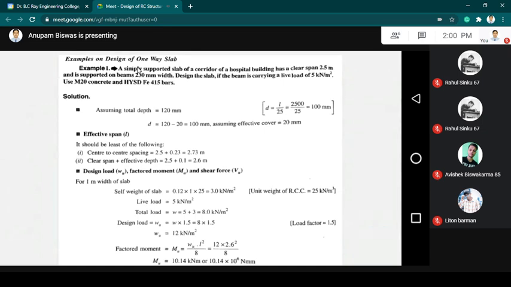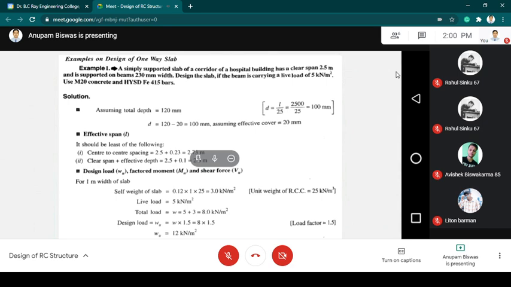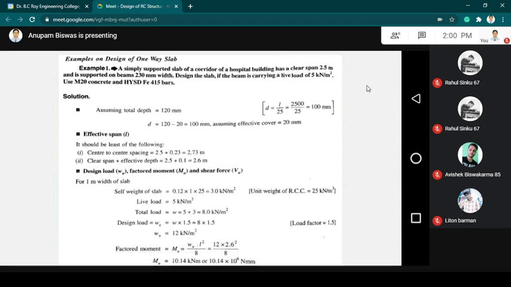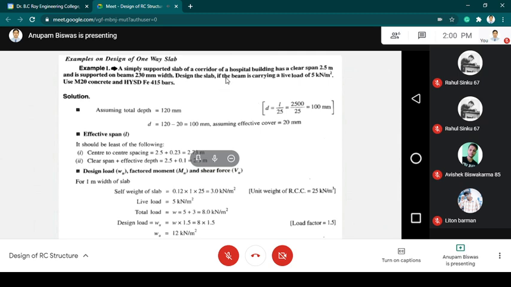Last class I discussed one-way slab and the design steps that have to be followed. Today I will show you an example of a simply supported slab. Here in the question, a simply supported slab of a corridor of a hospital building is given with a clear span of 2.5 meter, supported on beams of 230 mm width. We are asked to design the slab if the live load is 5 kilonewton per meter square, using M20 grade concrete and Fe415 steel.